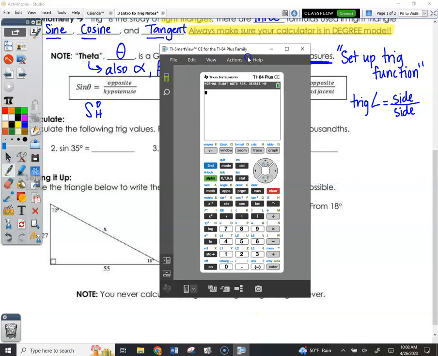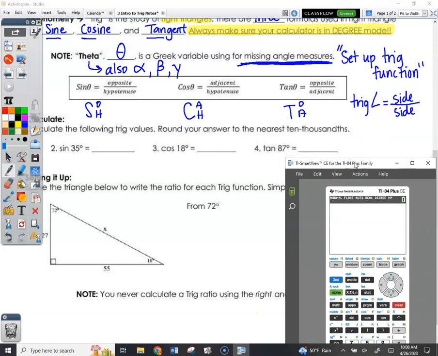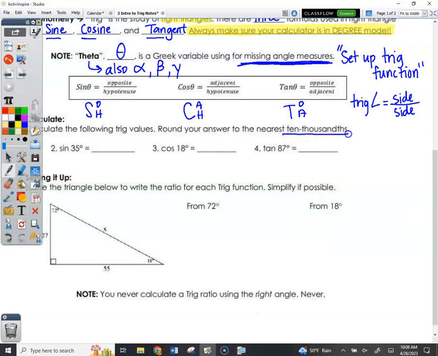I've got my calculator pulled up. Now, we're going to focus on just tangent for right now, okay? So look right here. Look at the directions. You need to learn how to read the directions and know what it's asking you to do without me saying, oh, it's asking you to do this. So you got to get there on your own. Read the directions. It says, calculate the following trig values. Round your answer to the nearest 10 thousandths.